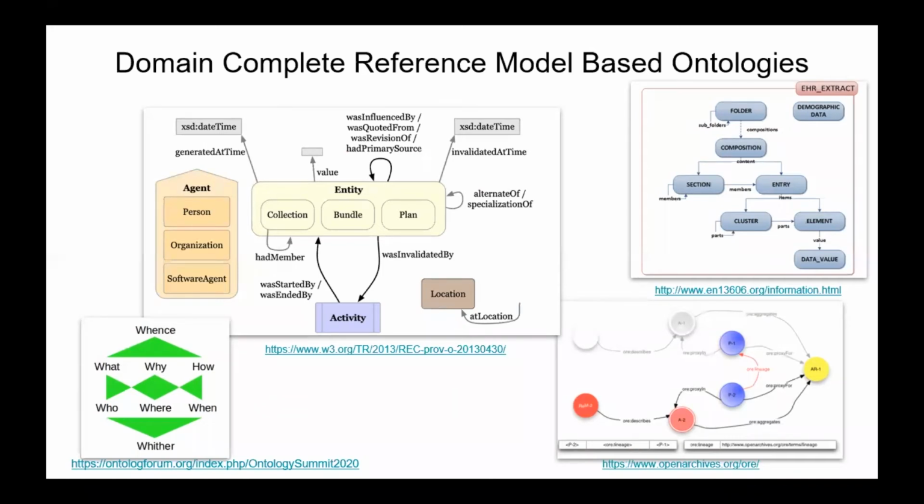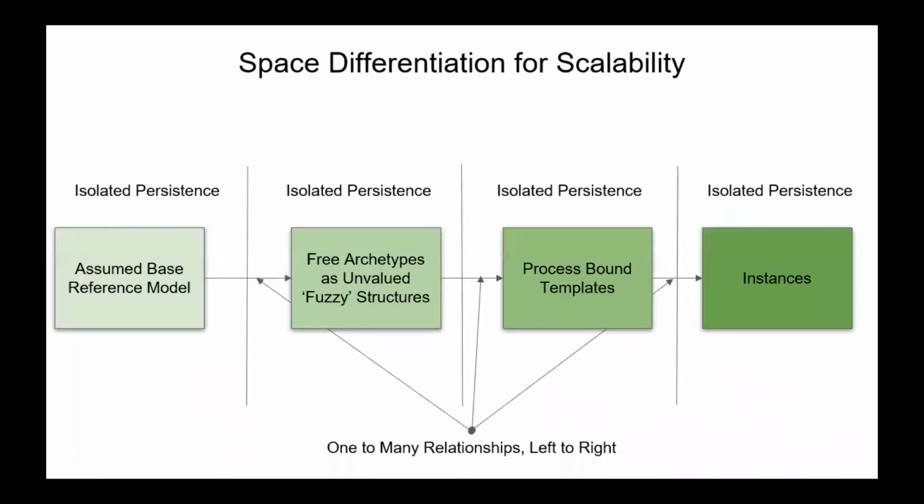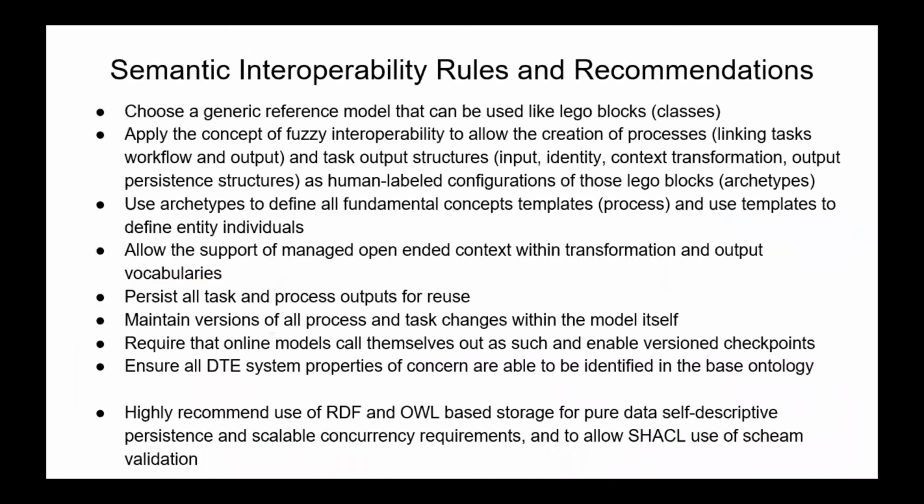Prove, even just basic context questions. The 13606 OpenAIRE standard, and OAI ORE. For our purposes, we found something that worked a little better, but I think any one of these would work, right? It has to be generic enough to apply the concept of fuzzy interoperability to create processes, task output structures, as human labeled configurations of these Lego blocks.